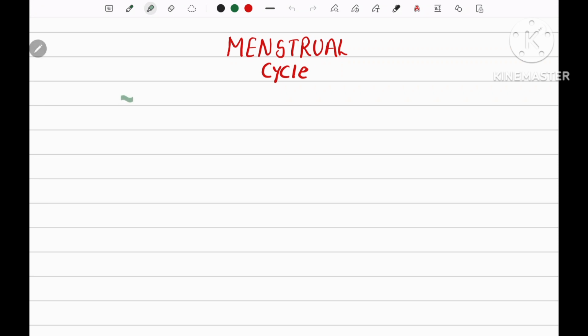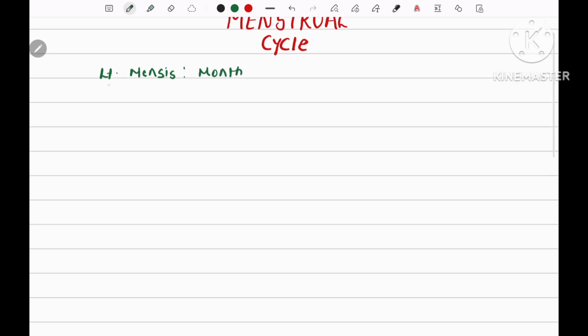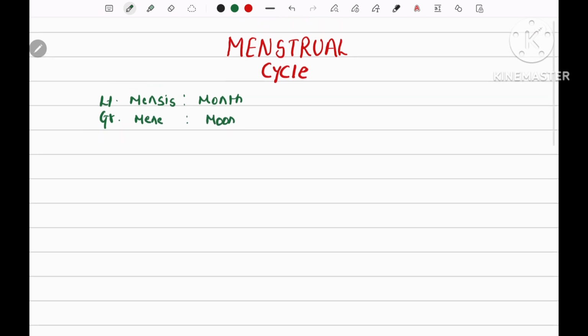The word menstruation is derived from the Latin word mensis, which means month, and it is derived from the Greek word mene. So what does it mean? Mene means moon. So these are the two terms from where the term menstruation is derived.